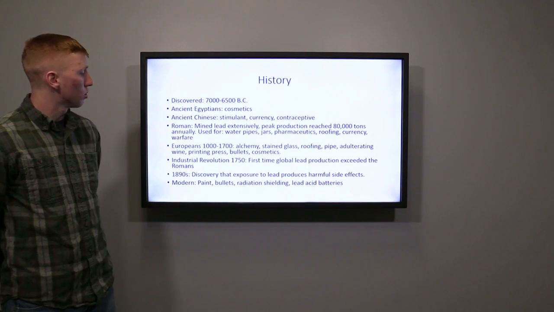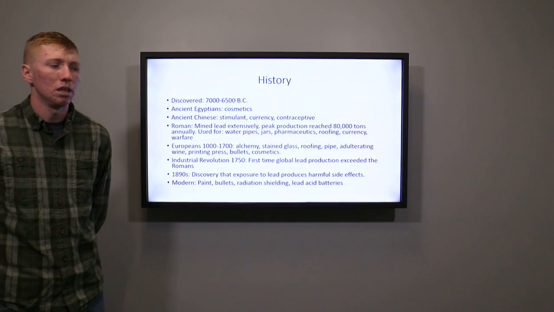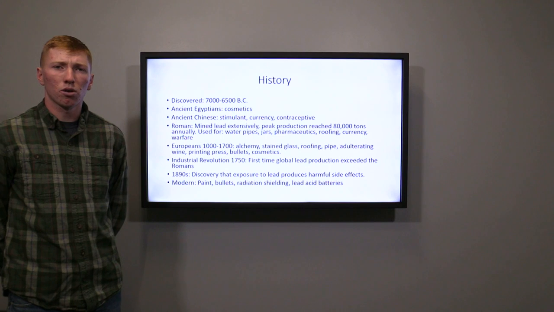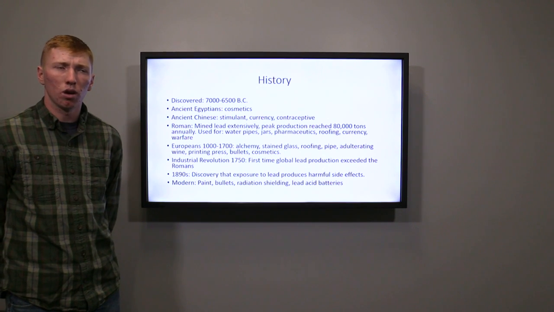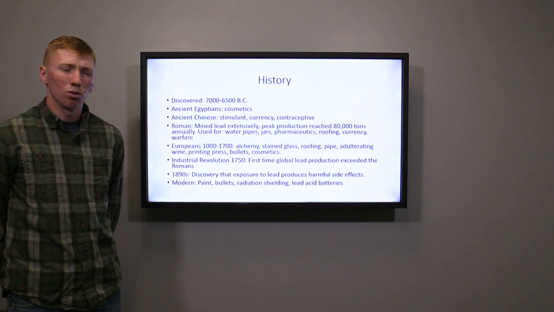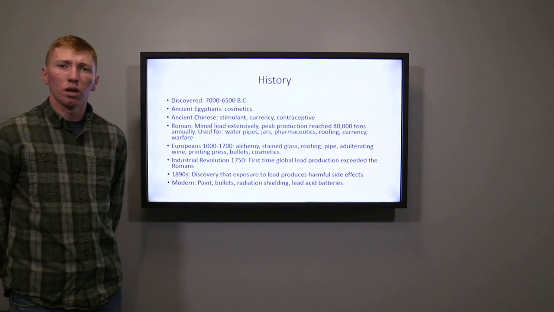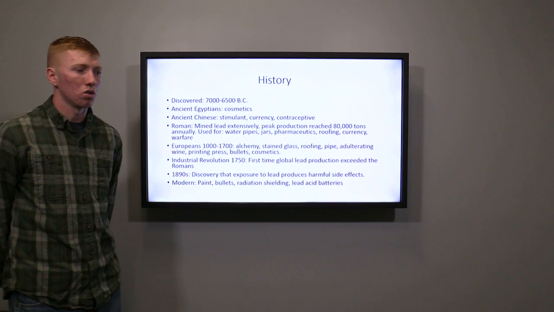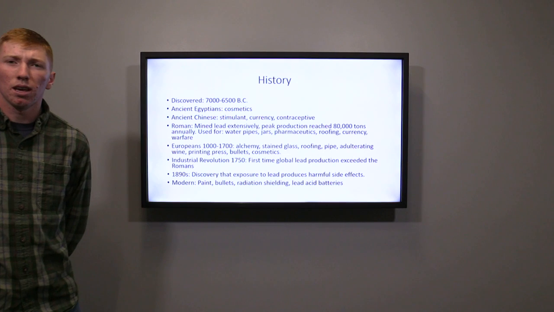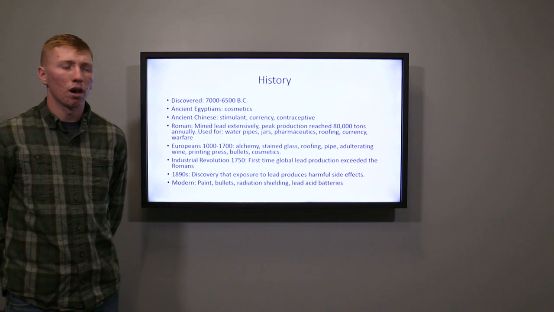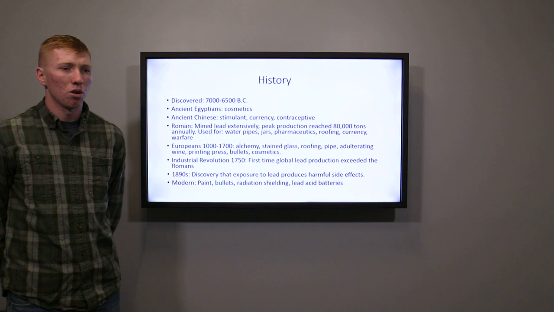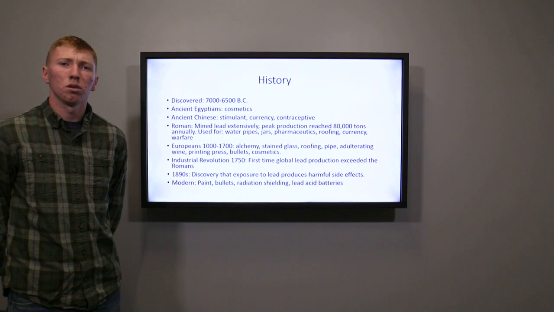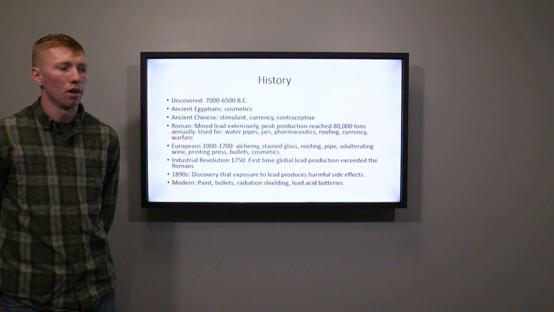For the Europeans, between 1000 and 1700, lead was used in alchemy. It was believed to be a base metal that once you could refine it and perform certain ritual or chemical reactions on it, you could actually turn it into gold. It was used in stained glass, roofing, and pipe. It was actually used to poison wine. All the way into the 1800s, there were mass poisonings from lead being placed into wine.